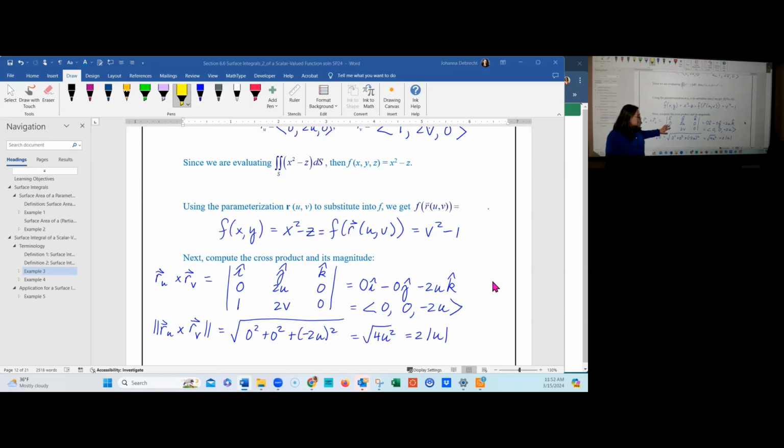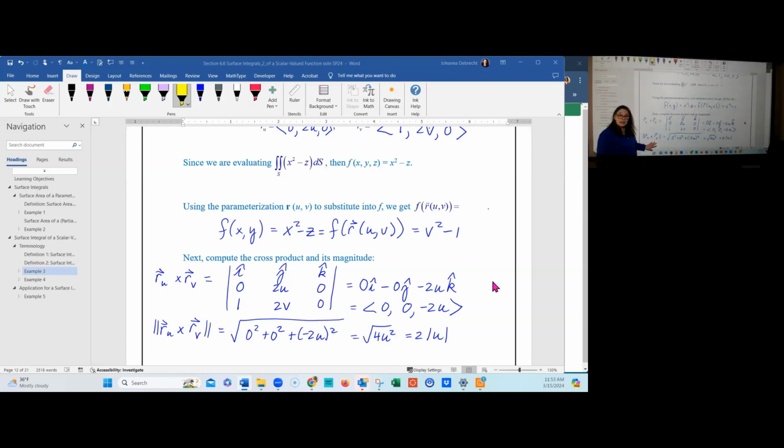When we do this, we're going to cross out column 1 and row 1, and we get 0 minus 0 in the i-hat direction, or nothing for the first component. Cross out column 2, row 1 with a negative coefficient. We get 0 minus 0, or 0 again for the second component. Cross out column 3 and row 1. We get 0 minus 2u. So we get negative 2u for the third component.